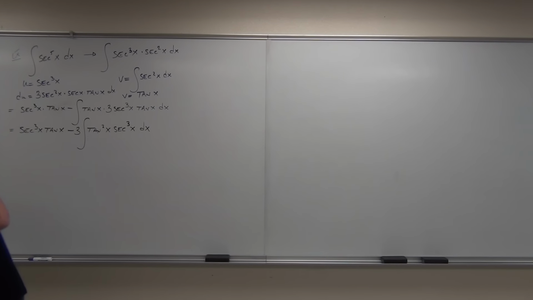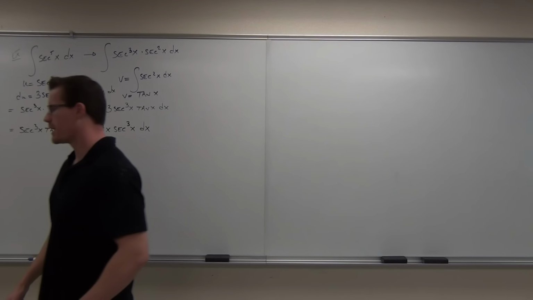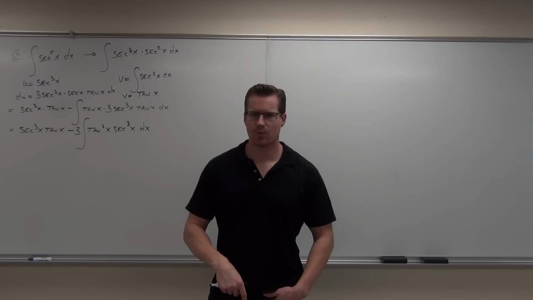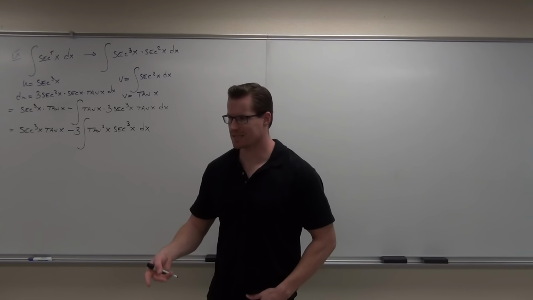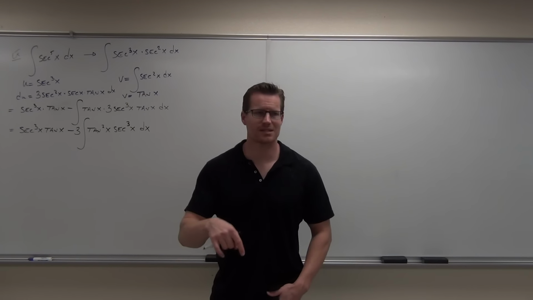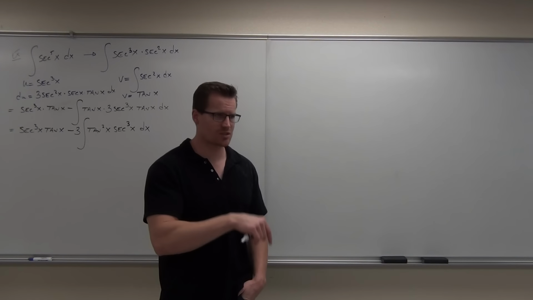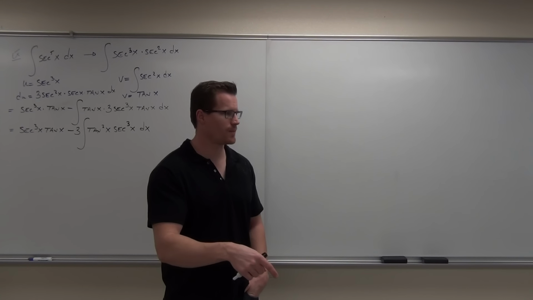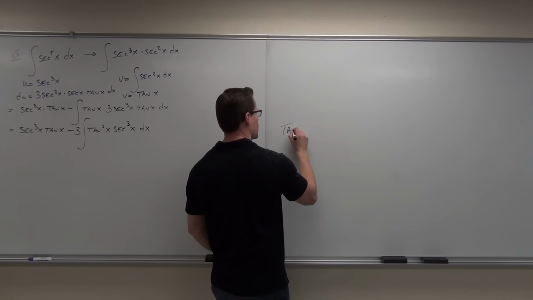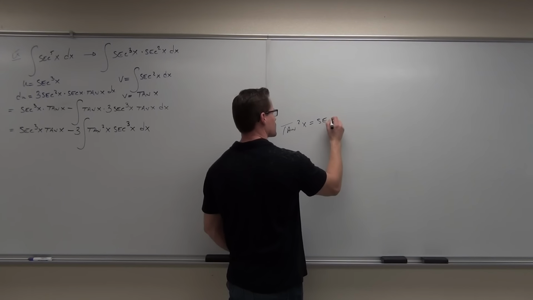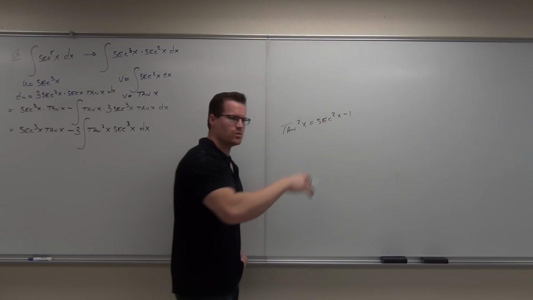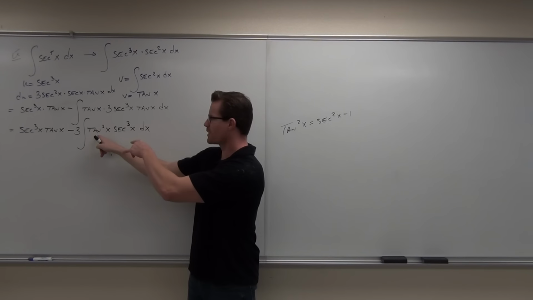Let's make it easier. Instead of having tan squared x, we're going to use an identity for that. What you need to know is your identities, have them written down. Tan squared x is the same thing as secant squared x minus 1. Did you know that? This is true. So tan squared x is secant squared x minus 1. Let's use it, because now we can change our tan squared into a secant.